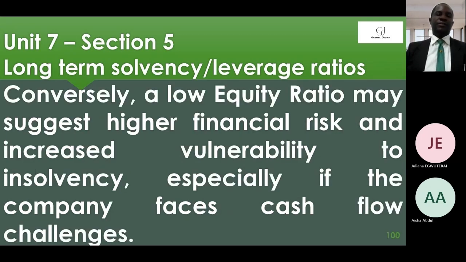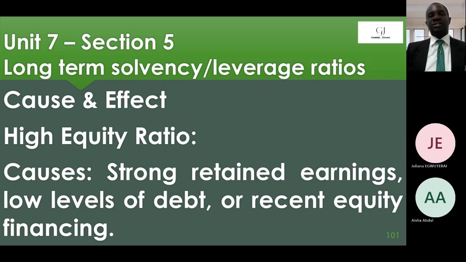Conversely, a lower one below 50, 30, 20, 10 may suggest higher financial risk and increased vulnerability to insolvency. Yeah, it's that bad because you need to pay debt holders first. And in the ranking of liquidation and insolvency, you must pay debt owners, restrictive covenants, first before shareholders go with the crumbs or with the remains. So during times of insolvency, if you have a lower equity ratio, the equity holders or shareholders are vulnerable, especially if the company faces cash flow challenges.